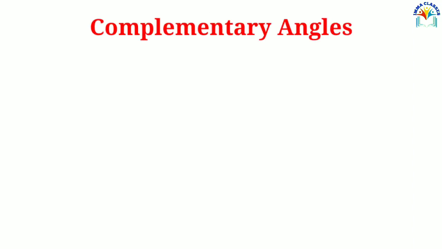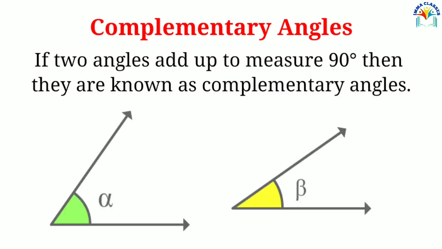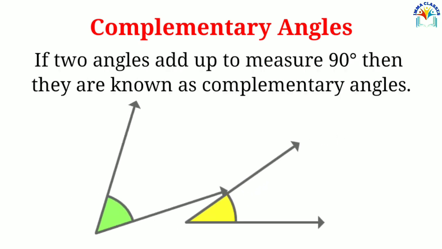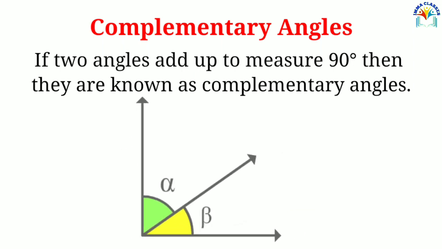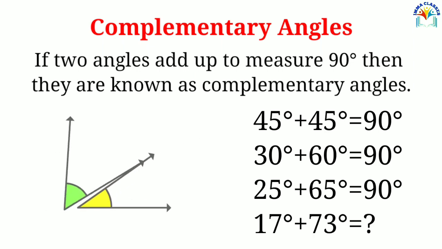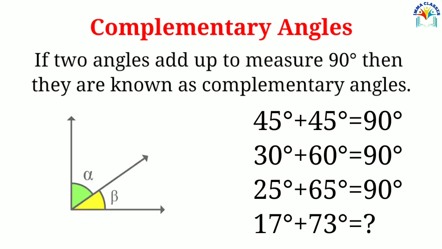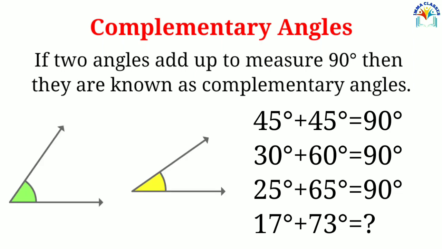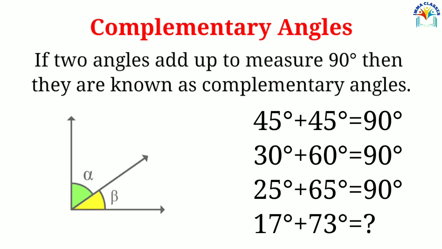Number 1. Complementary angles. The angle of 40 degrees and the angle of 50 degrees are called complementary angles because their sum is equal to 90 degrees. 45 degrees plus 45 degrees is equal to 90 degrees. So the angles of 45 degrees each are complementary angles.